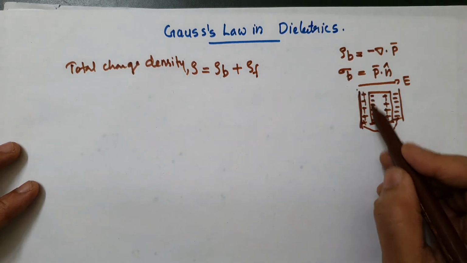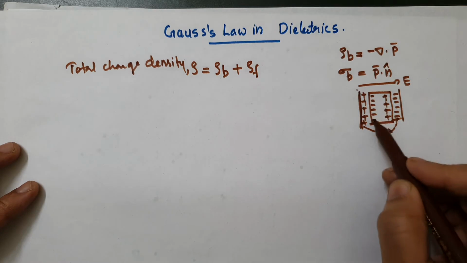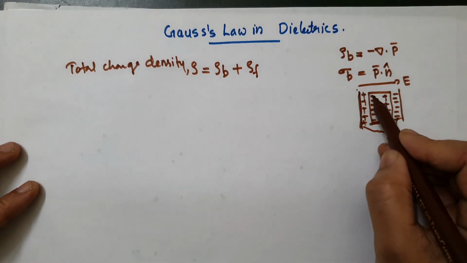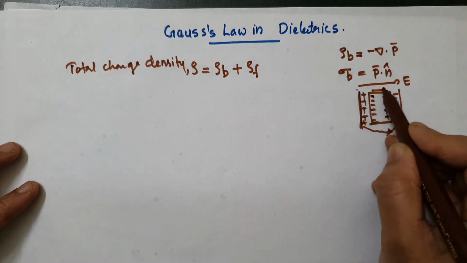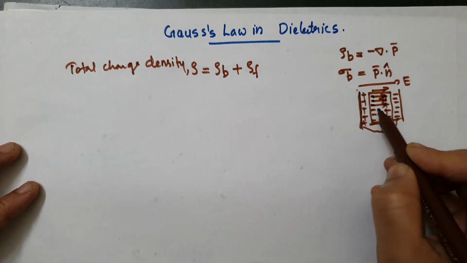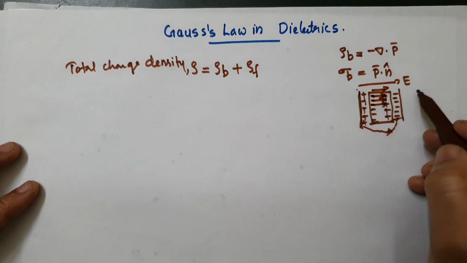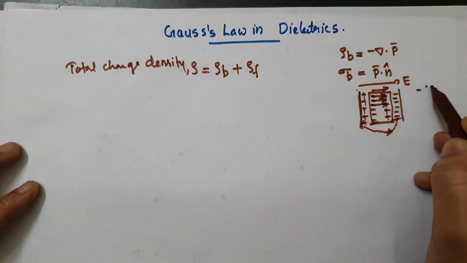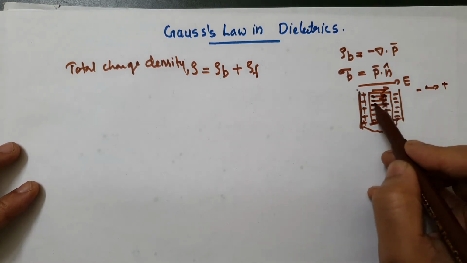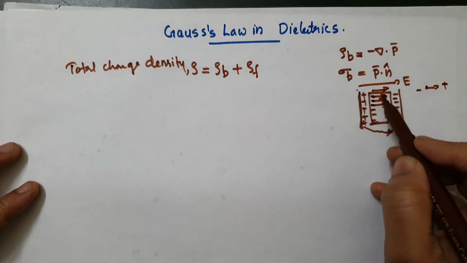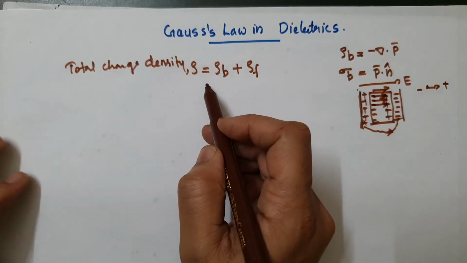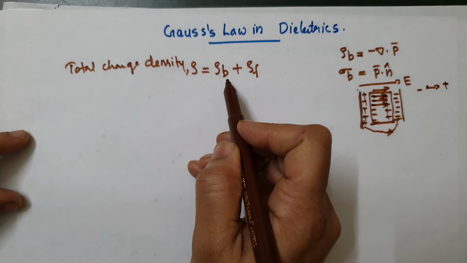And here in the dielectric, the charges are induced due to polarization, and these lines representing the polarization are called the lines of polarization. The lines of polarization start from the negative and end at the positive region. And here the total charge density, rho, is equal to rho B plus rho F.